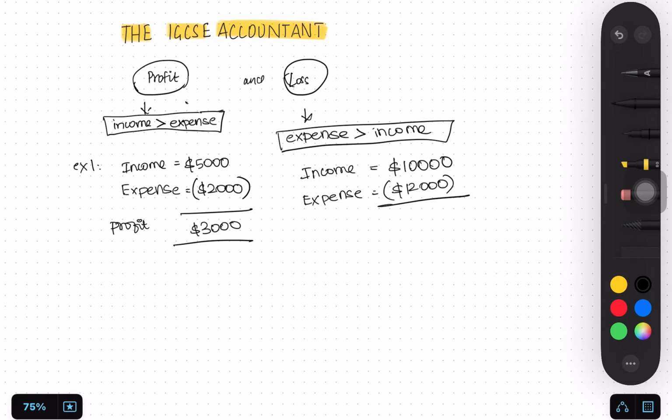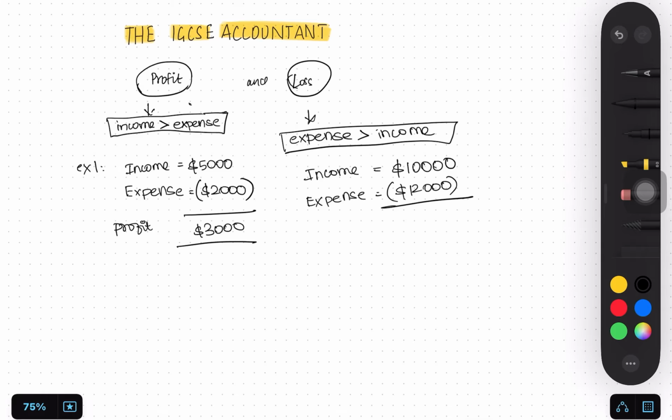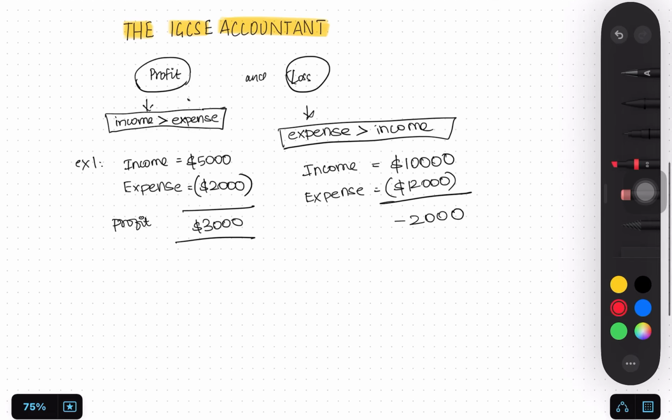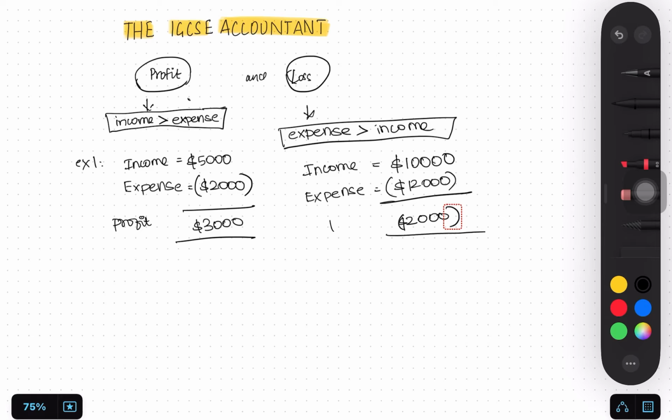You'll get a negative answer, but you're not supposed to write minus 2,000. Okay, it is completely wrong. What do you have to do? You have to enclose it within brackets. You have to write $2,000 loss and write loss here. Okay, so this is what happens. So now you've got the basic. Profit is when income is more than expense, and loss is when expense is more than income.